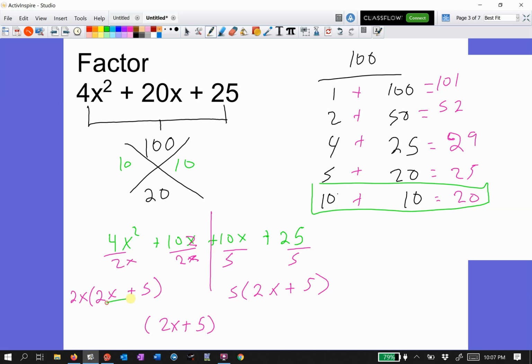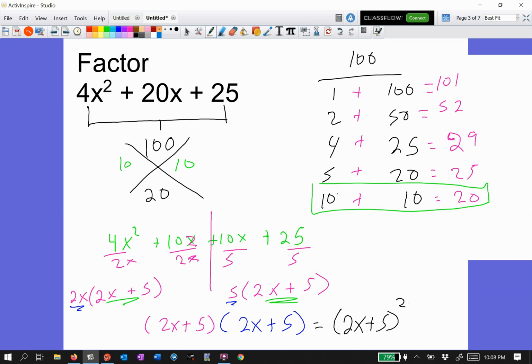Okay, now that comes from right here. These two are the same. And then, of course, the second part is we have the stuff on the outside. 2x plus 5. Well, since these are the same things exactly, 2x plus 5 and 2x plus 5, I'm going to write this, parentheses, 2x plus 5, and just throw a little square there. That's it. All done.